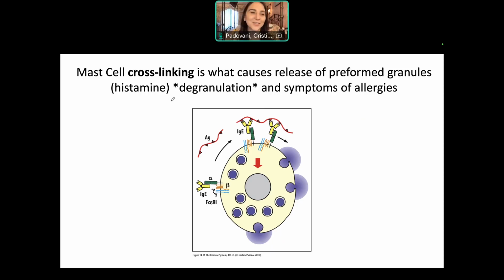Okay, but they love this. So it's the cross-linking, which causes the release of the preformed granules. One of those is histamine, and then you get that degranulation. That's called degranulation, and then you get the symptoms of allergy.